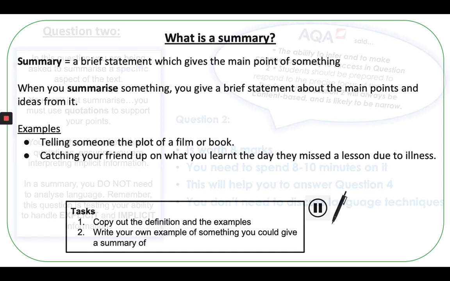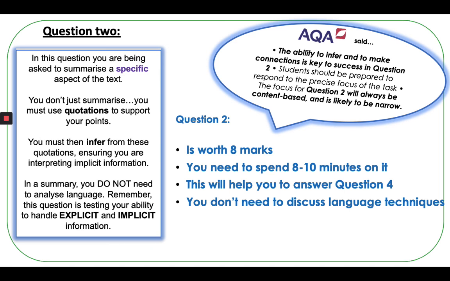Let's move on. Question 2, what to expect. It is 8 marks. You need to spend 8 to 10 minutes on it. The ideas from this will help you to answer question 4, where you will have to compare writers' perspectives and viewpoints. And you do not need to do any language analysis.